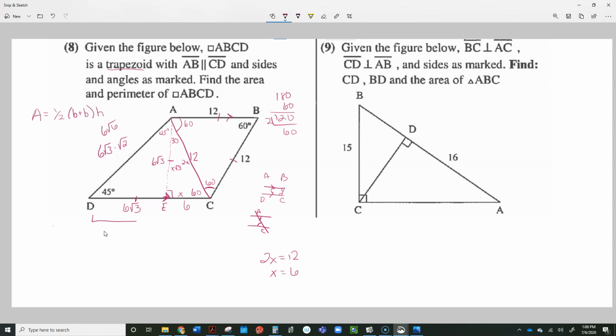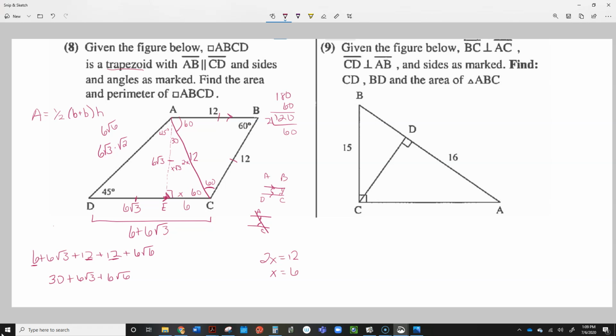I've got this side right here, which is going to be 6 plus 6 square roots of 3. I can't add them together. This is going to be 12. So I've got 6 plus 6 square roots of 3 plus 12 plus 12 plus this one right here is 6 square roots of 6. So I can add the like terms together. So that's 24 and 6, that's 30, plus 6 square roots of 3 plus 6 square roots of 6. And unless they want me to round, that's going to be my final answer.